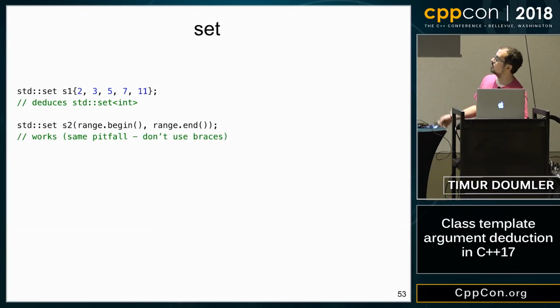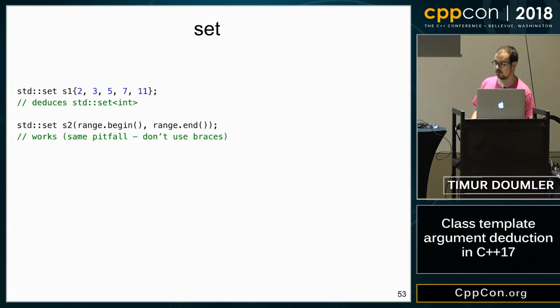Set. Yeah, why would it work with set? It does work with set. It works actually really nicely with set. You can give it a range, like an initializer list. It's going to deduce the correct set. You can give it, again, one pair of iterators. It's going to deduce the correct set as long as you don't use braces.